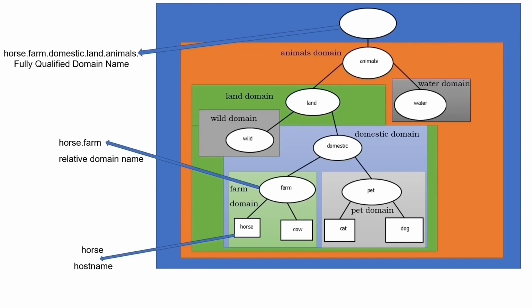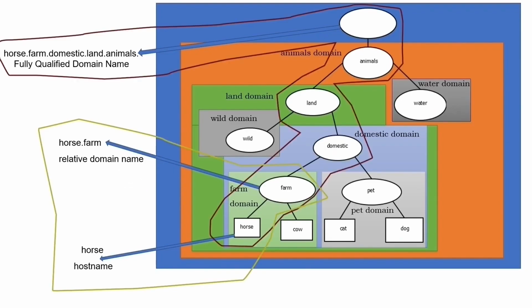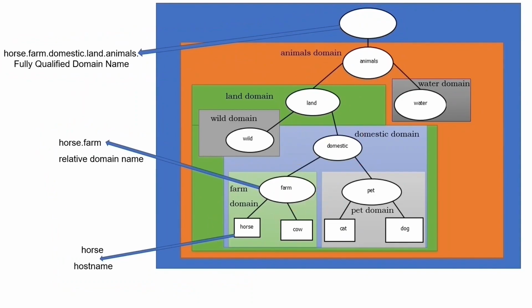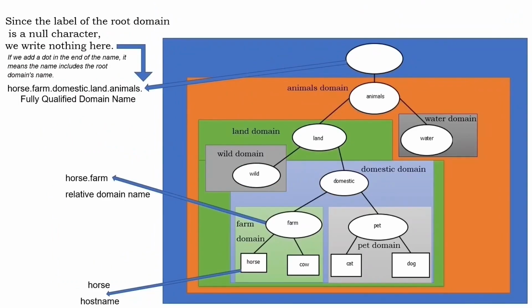In the DNS database, a resource's name can be either a fully qualified domain name or a relative name. A fully qualified domain name is a complete name. It includes the names of all top-level domains till the root domain. It ends with a dot. You can access a resource from anywhere in the domain system using its fully qualified domain name. This is an example of a fully qualified domain name.